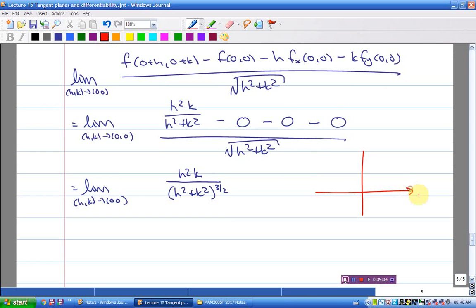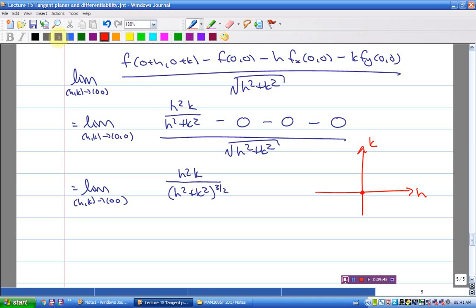Here's a domain picture. Here's h, here's k, here's the point 0, 0, and we're going to approach it along paths. However, this is actually easier than the ones we did earlier, because we're not just trying to see does the limit exist, we're trying to see is the limit 0. Because this big fat elephant limit has to equal 0 for the function to be differentiable. So if we can just approach along one path that gives us a non-zero limit, we're done. We don't have to see is there a disagreement.